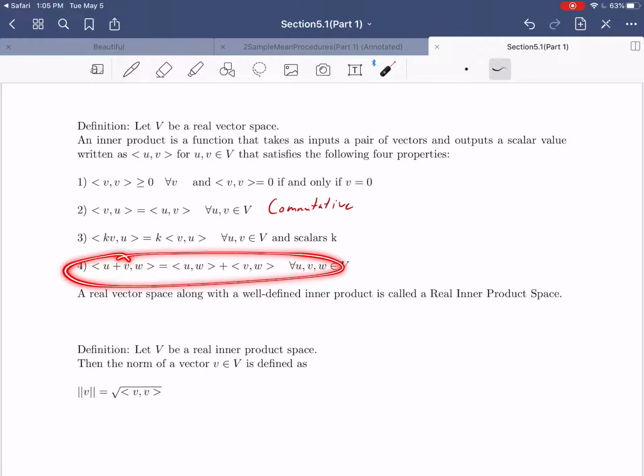Finally, we have what is considered a linearity property. The inner product of u plus v with another vector w is the same as the inner product of u and w plus the inner product of v and w. So in other words, it's linear in a single component.